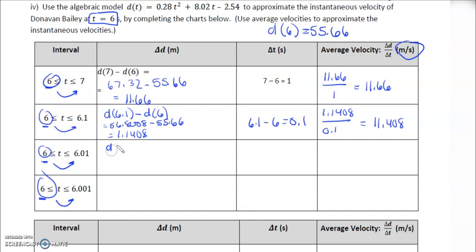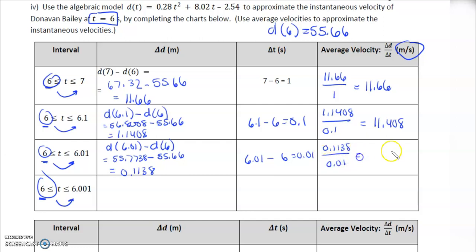And so I'm going to write this out one more time, and then I'm not going to write it anymore. So D at 6.01 minus D at 6. So what we're going to get for that one is 55.7738 minus 55.66. 0.1138. Okay, 6.01 minus 6, that's a difference of 0.01. So I'm getting 11.38.